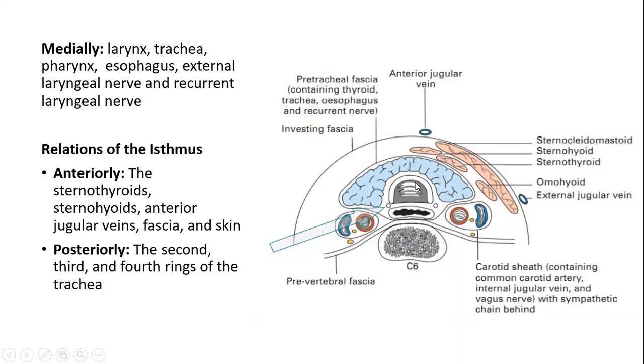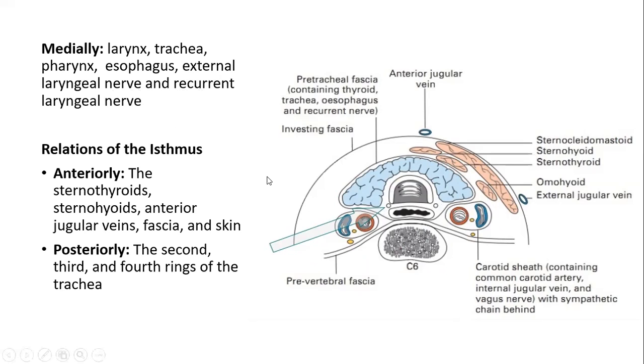Then medially, we can see the larynx. So there is the trachea, and above that will be the larynx. Then we have the trachea, these are tracheal rings. Then we have the pharynx above that. Then we have the esophagus, this is the esophagus here. Then we have the external laryngeal nerve. So there will be the external laryngeal nerve as well as the recurrent laryngeal nerve. All these nerves will be present medially.